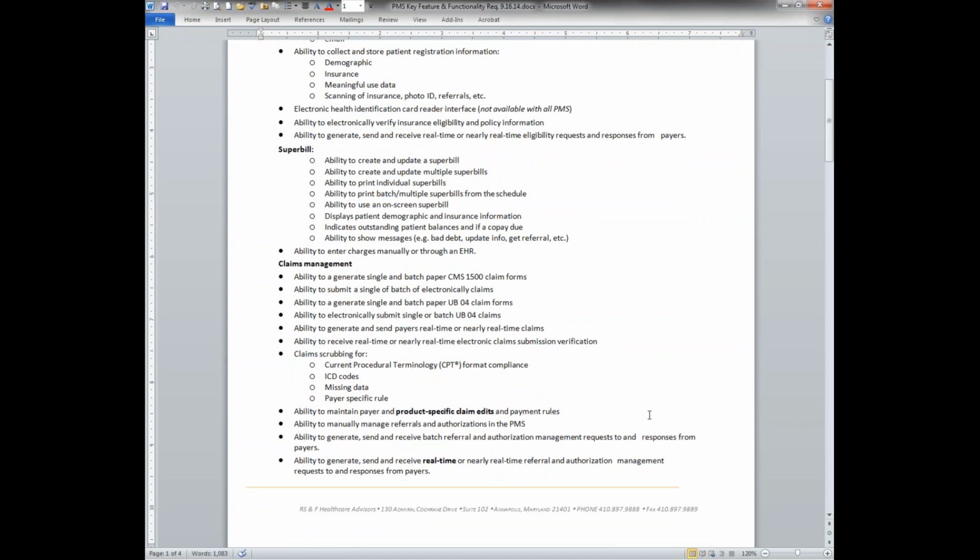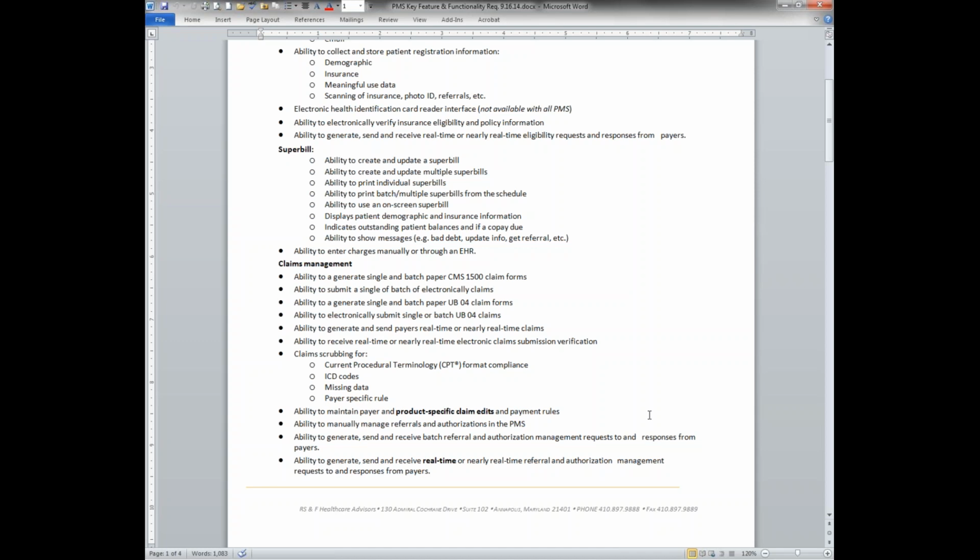Practice management systems also have claim management features, ability to generate paper claims or electronic claims, and real-time eligibility verification. They also have the ability to do product-specific claim edits. A lot of your practice management systems do. These are features that you're going to want to look for if you're in the market to purchase a practice management system. That's mainly why we had them listed, so you'll know what your expectations can be.